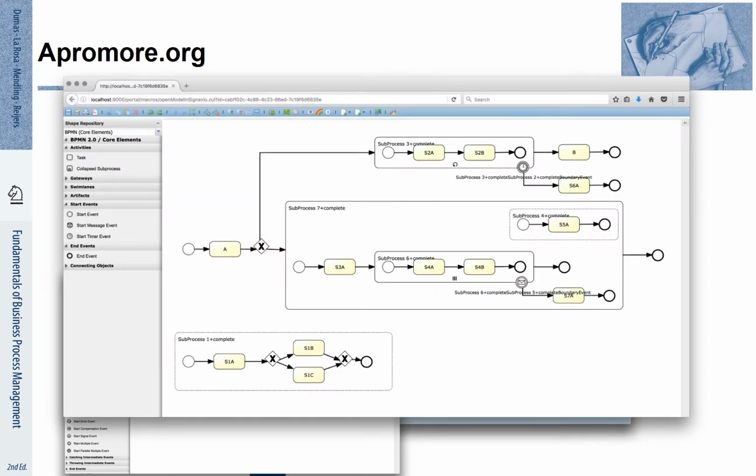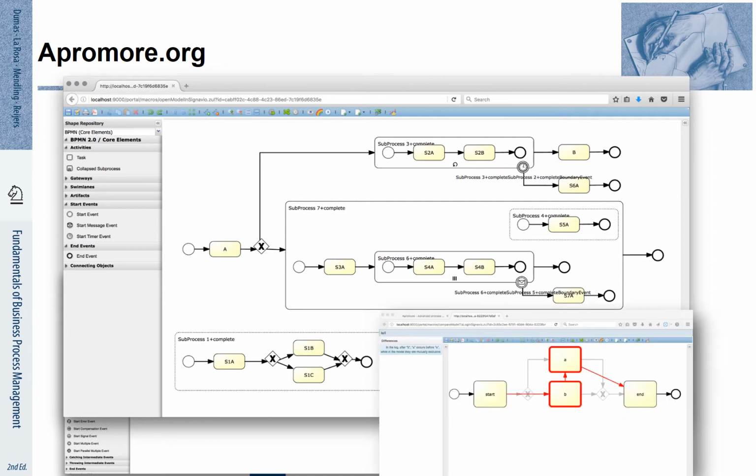Apromore also supports various techniques for identifying subprocesses in our event logs. And it supports conformance checking and identifies parts of the process where the event log differs from the actually predefined process model.